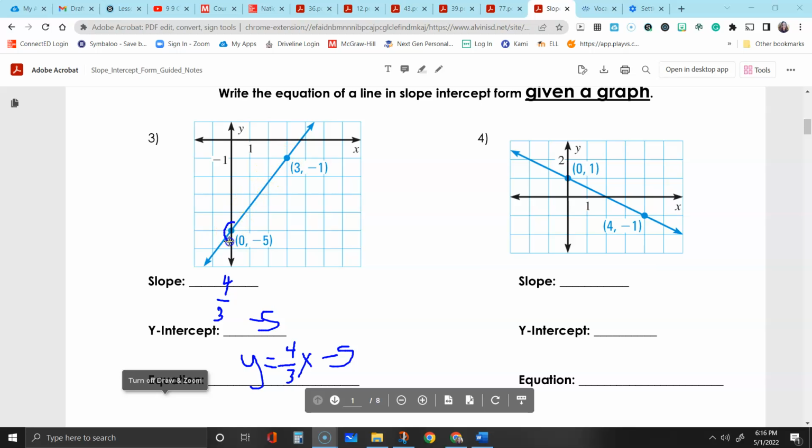So we start at 1 dot. We count our slope. It's a +4, so it's up 4. 1, 2, 3, 4. It's a +3, so we go over 3. 1, 2, 3. We hit our line.